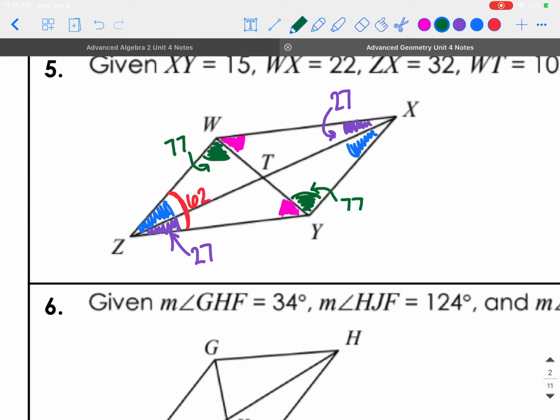All right, I'm going to first go to my blue angles. I know that those two total up to be 62. So if I take 62 minus 27, I get 35. So we have 35 and 35.